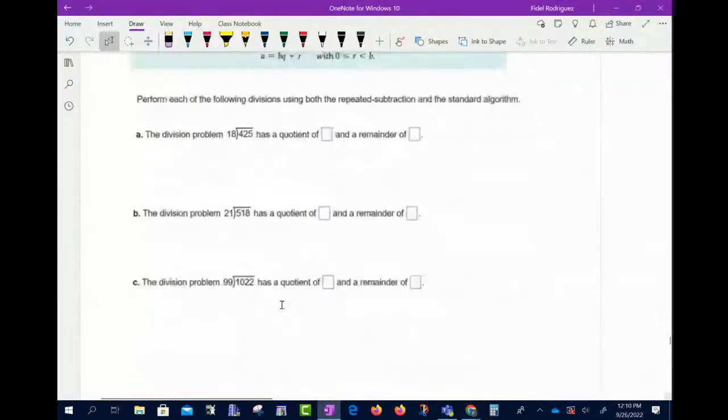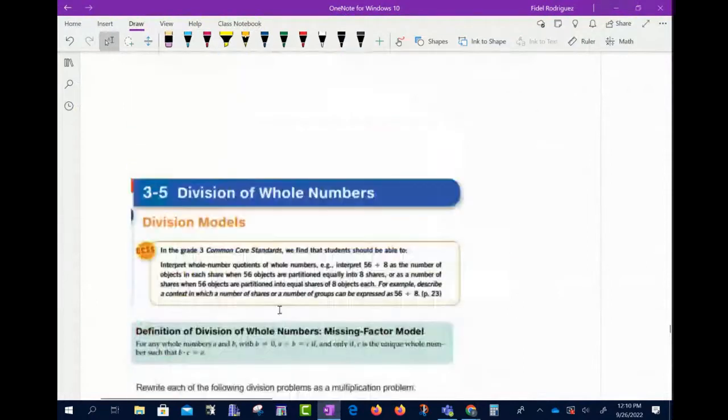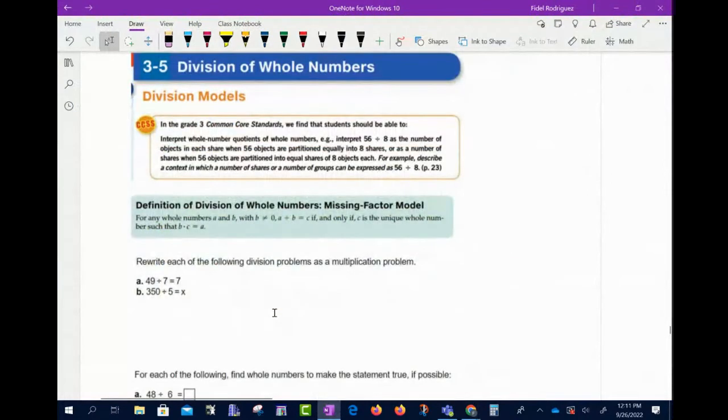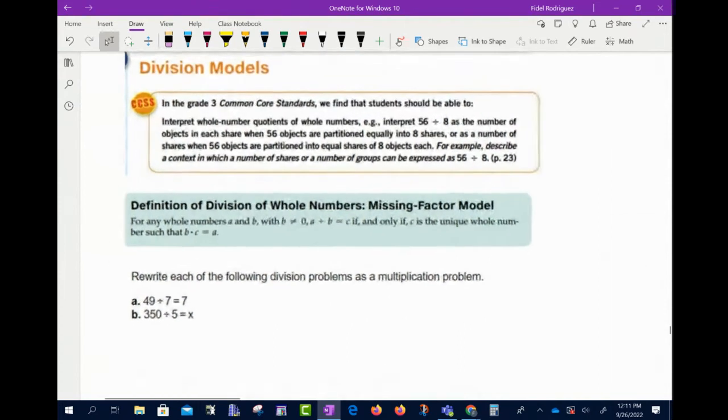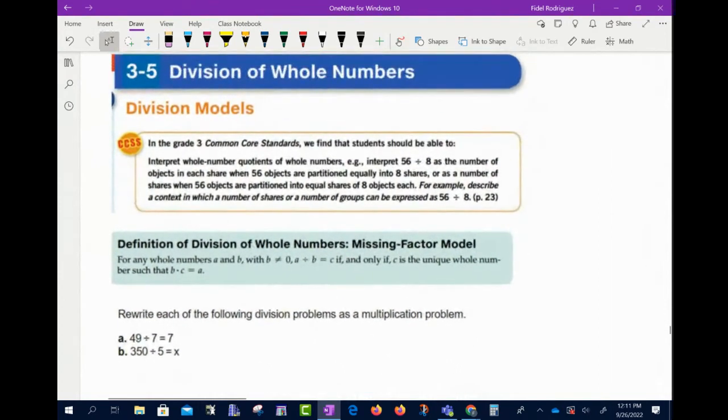So let's see. This here, y'all, is 3.5. So this is the last section of chapter 3. And in 3.5, y'all, we're talking about division of whole numbers. So it says division models. It says in the grade 3 Common Core standards, we find that students should be able to interpret whole number quotients of whole numbers.